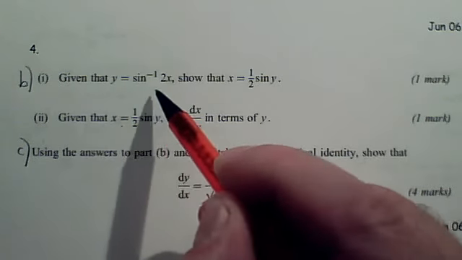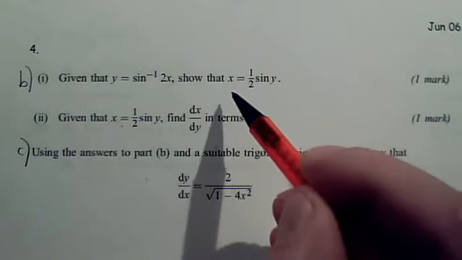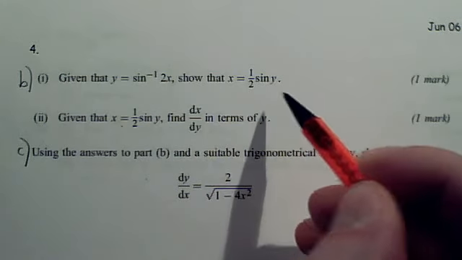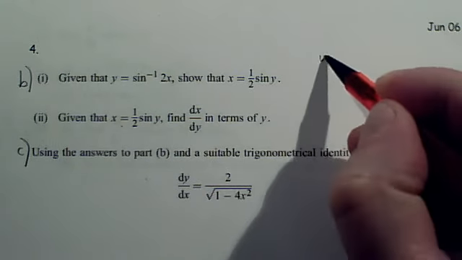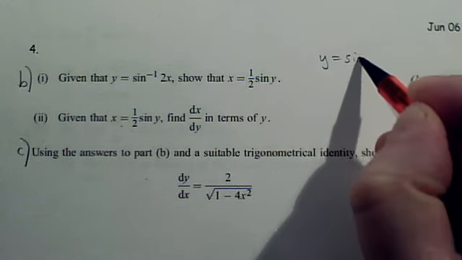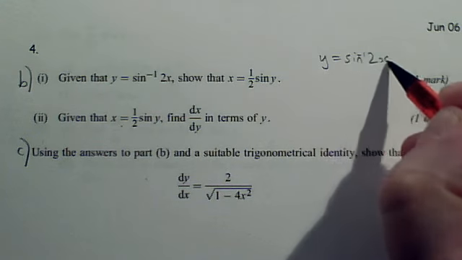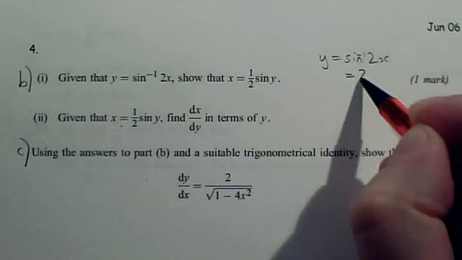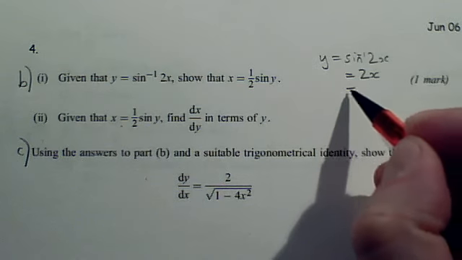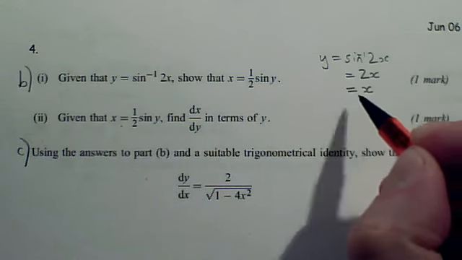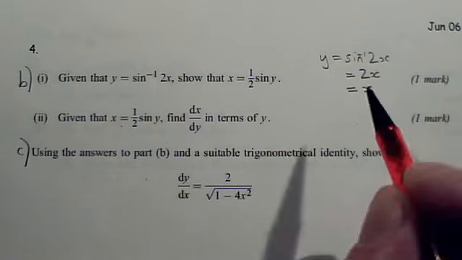Given that y equals inverse sine of 2x, we've got to make x the subject of that formula. So the way that's going to work is you're going to start with y equals inverse sine of 2x. On the next line you're going to have something equals 2x, and on the last line you're going to have something equals x, and you know what that something is. Be convincing.